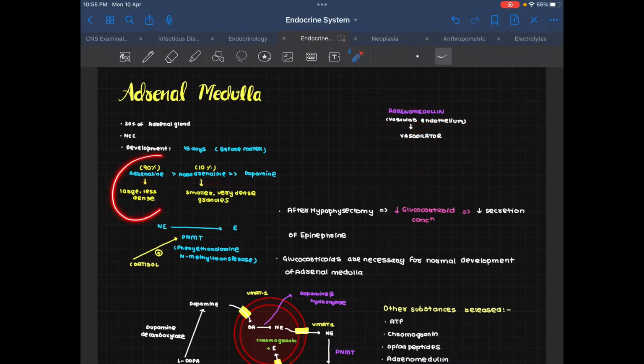Why is it कि adrenaline ही release हो रहा है and nerve fibers में why is it कि noradrenaline release हो रहा है? बहुत अच्छा question है. Mainly the thing is, the nerve fibers होते हैं, they always release noradrenaline. We are going to see the reason behind it. The reason is very simple.